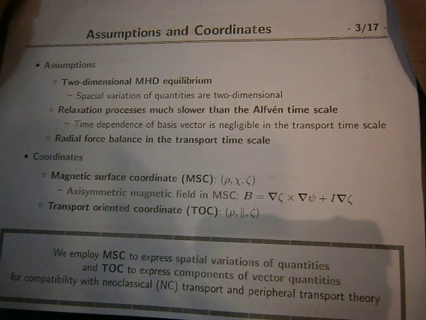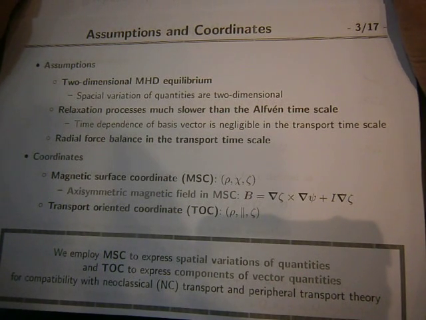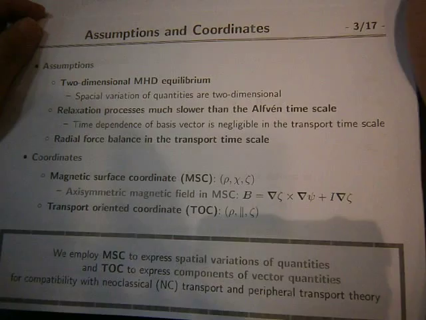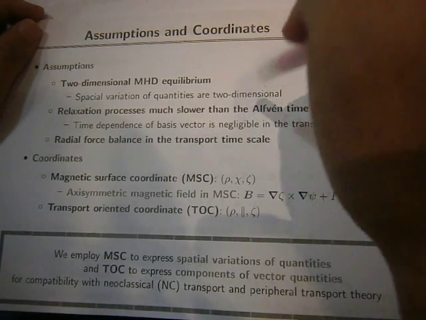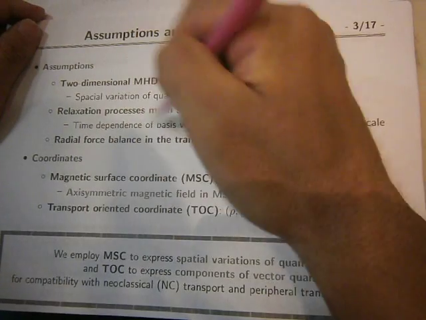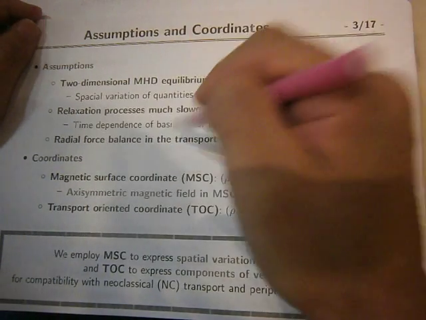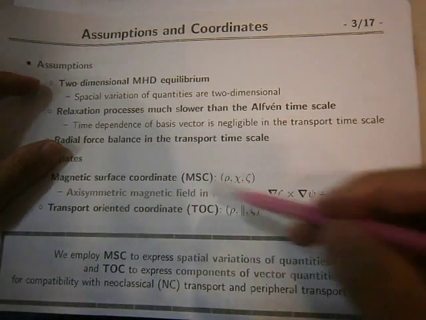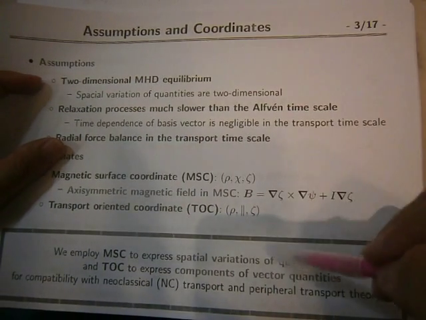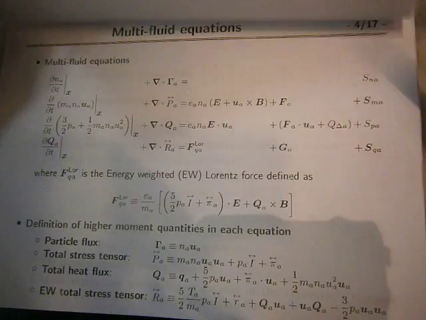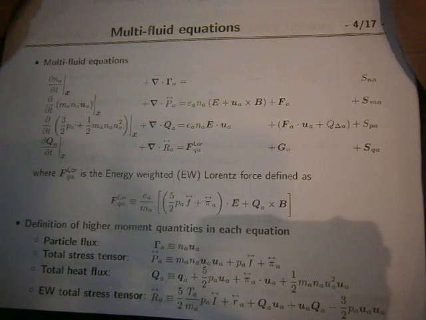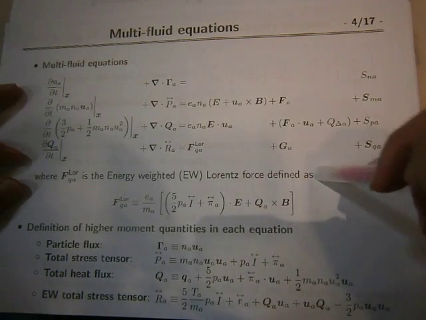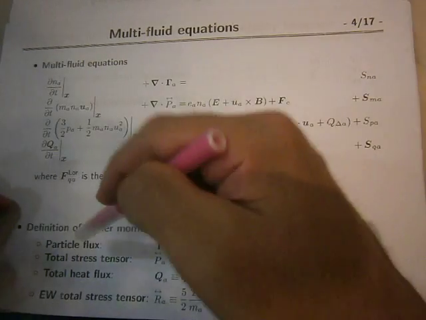Assumption of the coordinates: two-dimensional equilibrium with several variation quantities of the two-dimensional reaction problems, ensuring the alpha time scale, time dependent base vector, neoclassical transport time scale, radial force balance, and transport time scale connect magnetic surface coordinates, actually the magnetic field and transport coordinate. We expand the spatial basis vectors, from periodic theory. Fluid equation, fluid energy, lowest order fluid difference, high moment equation, periodic total tensor.